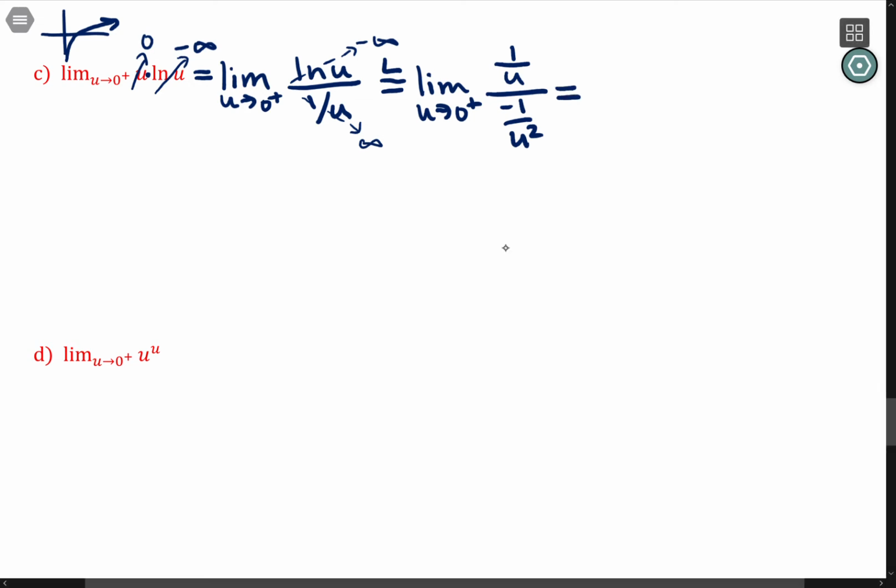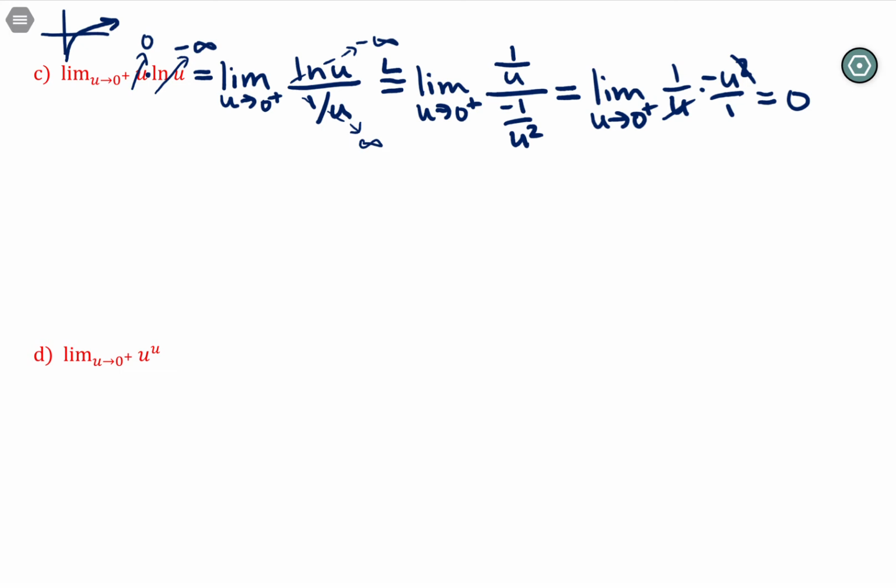So I'm going to say, okay, well, let's flip and multiply. Kind of undoing what we did at the beginning. So we have a 1 over u times negative u squared over 1, and we can cancel a u out of that. And as u goes to 0, opposite of u also goes to 0. So we have a value. The limit approaches 0. Okay, so if you have 0 times infinity, get the reciprocal, divide by the reciprocal instead.